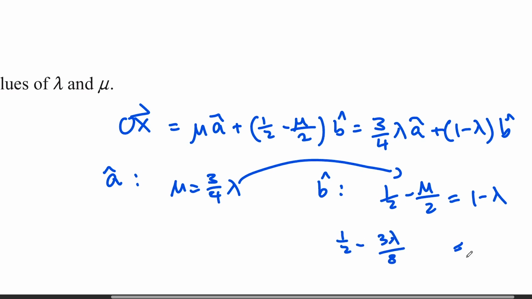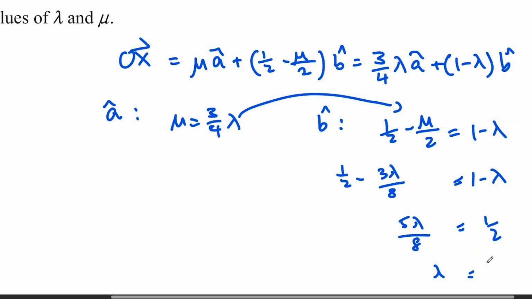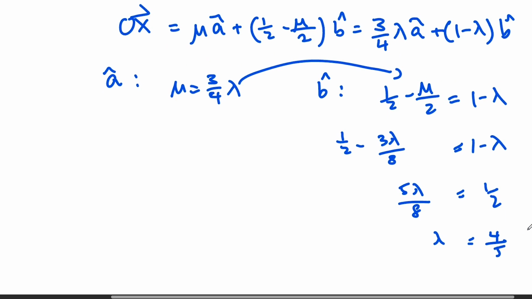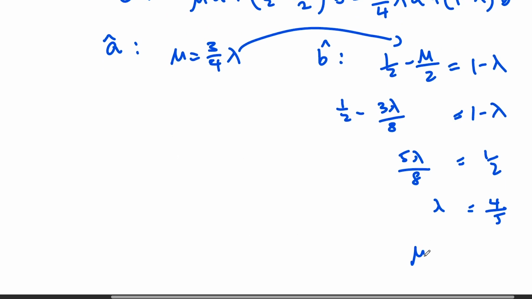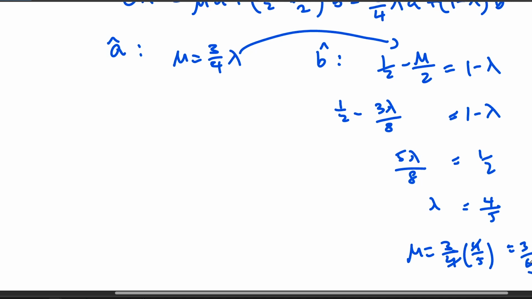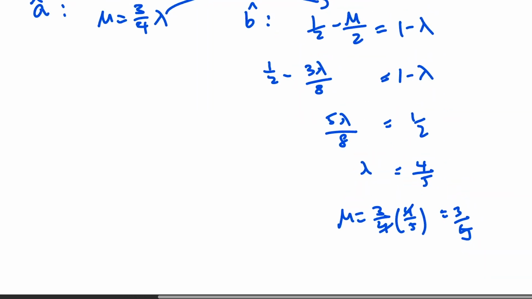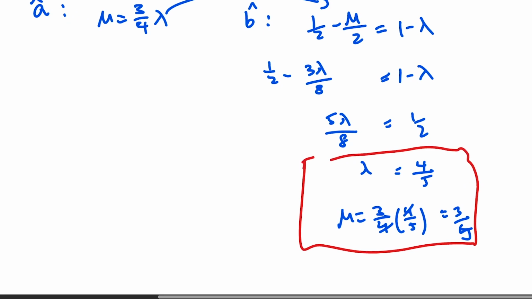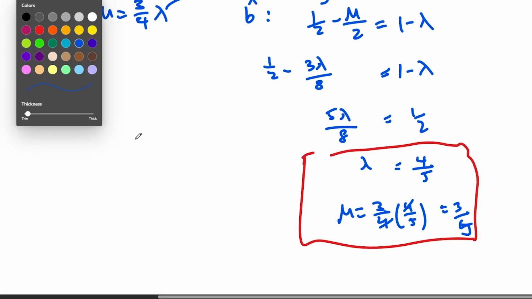Alright, lambda will be 4/5. And now, finally, mu we can solve also, 3/5. Okay, right, so this will be our final answer. I will highlight it in red. Okay, so 4/5 and 3/5.